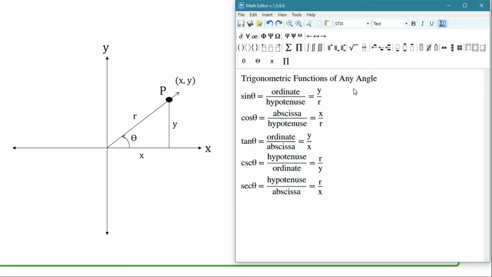And the last trigonometric function is the reciprocal of the tangent function, the cotangent function. Cotangent theta is equivalent to the abscissa over the ordinate, or simply x over y.